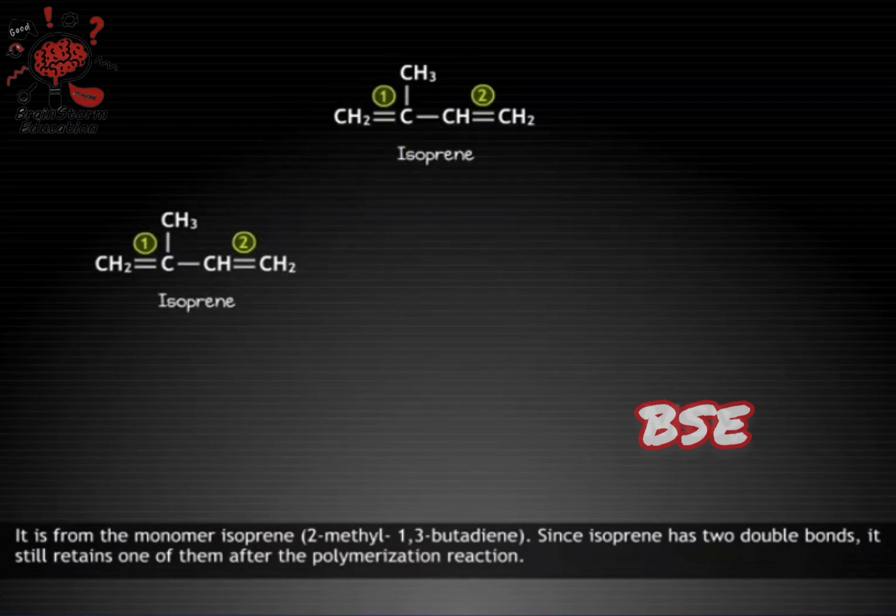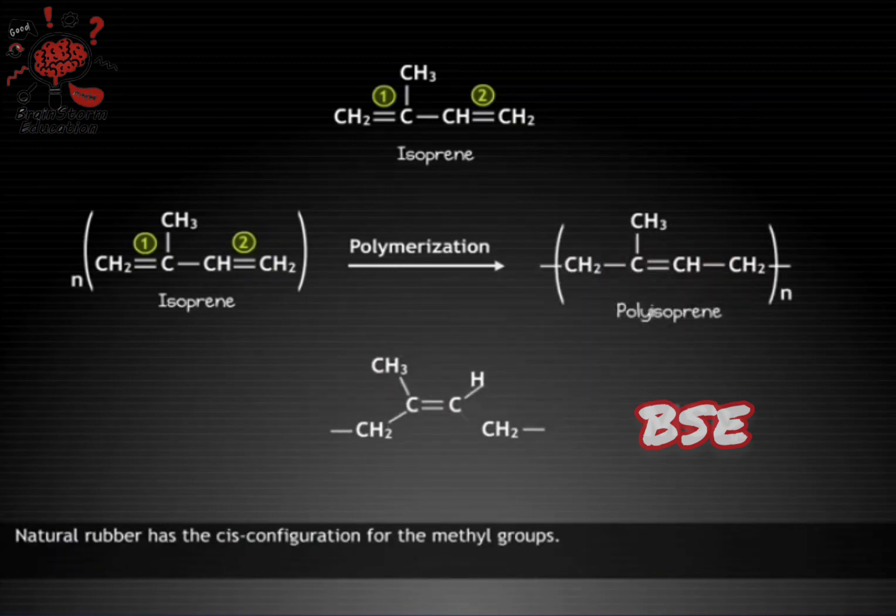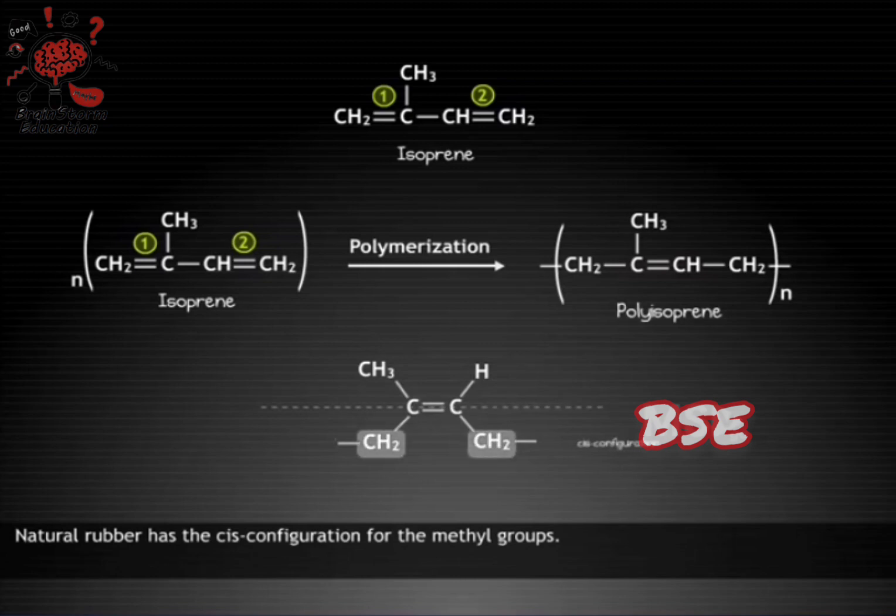2-methyl-1,3-butadiene. Since isoprene has two double bonds, it still retains one of them after the polymerization reaction. Natural rubber has the cis configuration for the methyl groups.